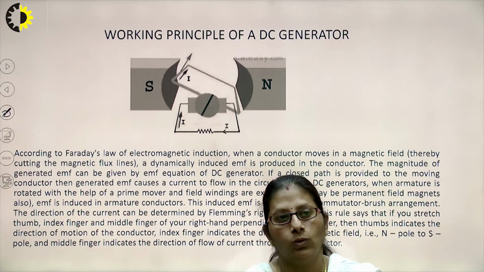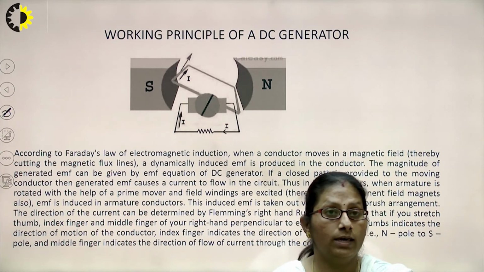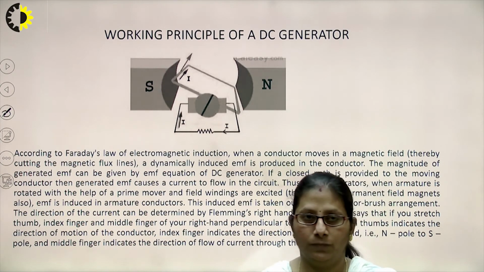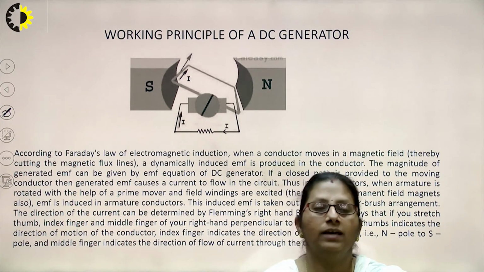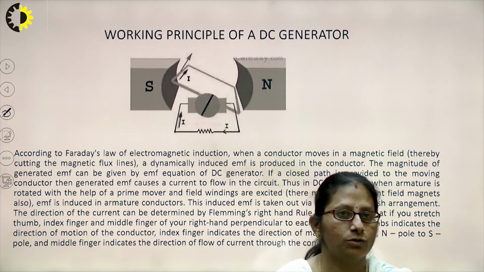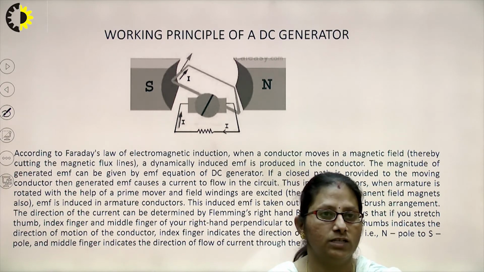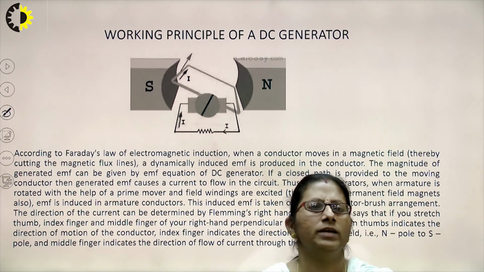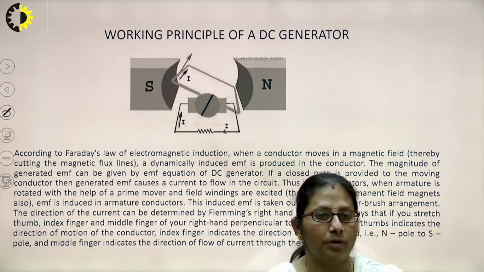Now coming to the working principle of the DC generator. Now we are discriminating between a generator and a motor, right? Till now what we have studied, the complete construction and the types of armature winding, is all the same for a DC generator or a motor. But now coming to the working principle of a DC generator, it is very much similar to an AC generator, except for one difference, that is the commutator.